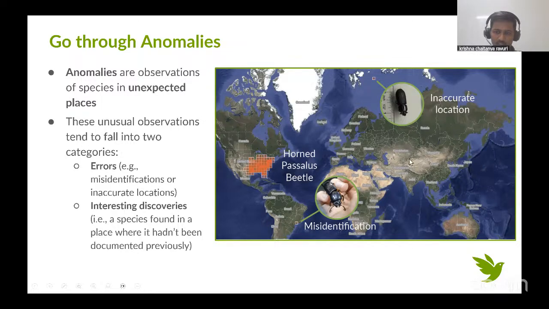say they made an observation in India and gave the ID of something which is mostly in the United States. So then that's an anomaly. And yeah, location, time, date, those could also be wrong sometimes, which could be accidental or something. So sometimes they do lead to interesting discoveries.